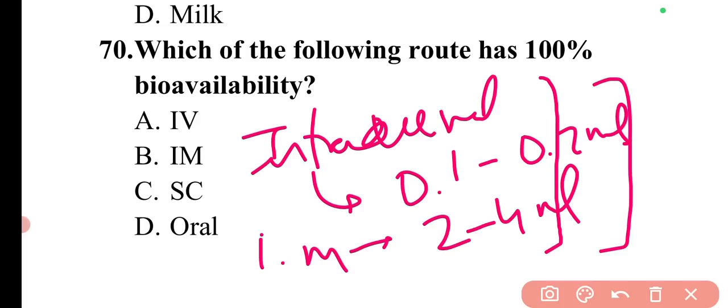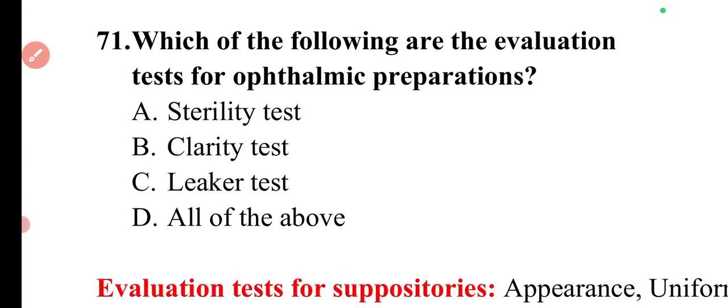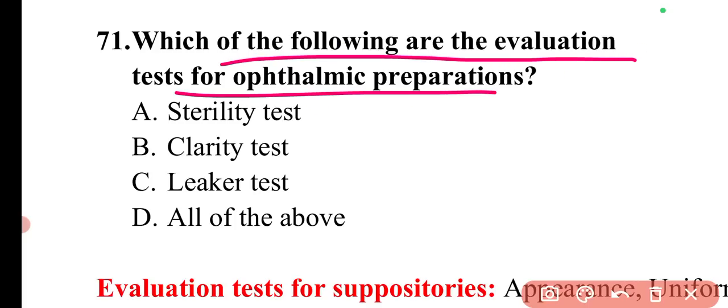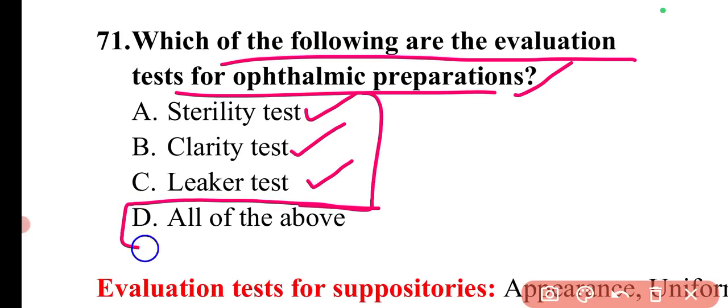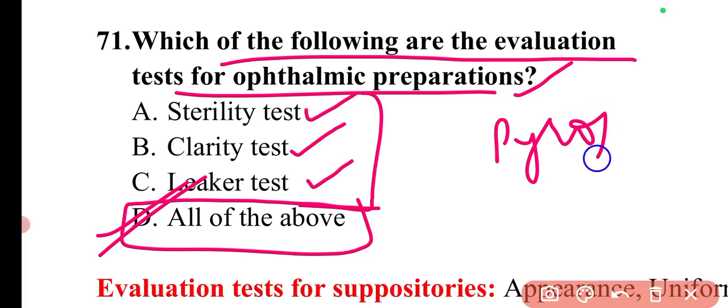Then we can move to the next question. Which of the following are the evaluation tests of ophthalmic preparations? The evaluation tests for ophthalmic preparations include sterility testing, clarity test, and leakers test. So here option D, all of the above, is correct. Pyrogen testing is not done in ophthalmic preparations. This is done in the parenteral evaluation tests.